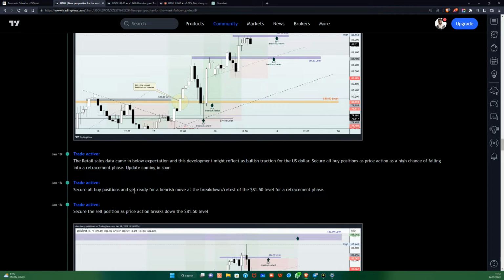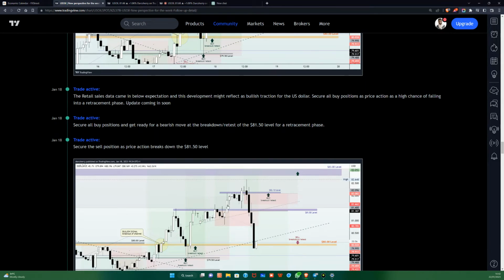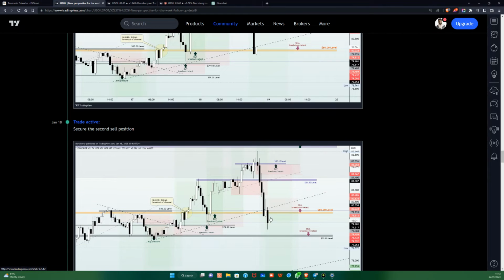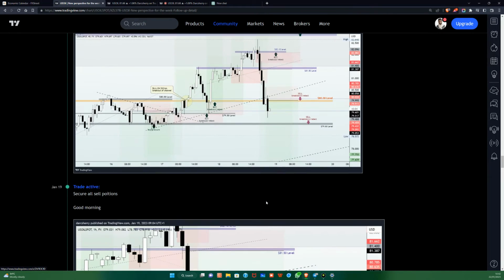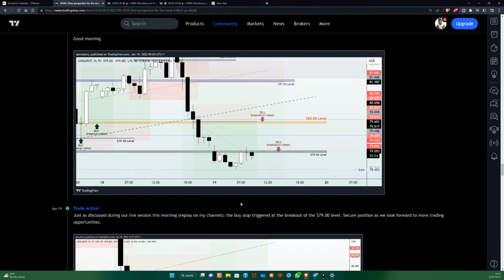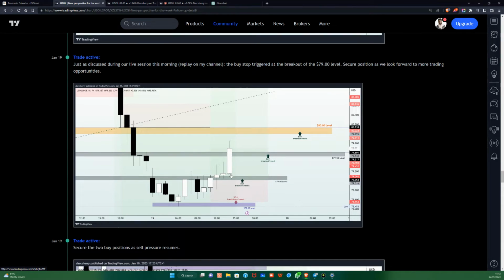Secure all buy positions and get ready for a bearish move at the breakdown retest of the $81.50 level. And that was exactly what happened. We saw the sell pressure come in, break down the $81.50 level, and we rode the move all the way down, added more position at the breakdown of the $80 level. Then we started seeing some buy pressure coming again, taking us out of our position as we had moved our stop loss accordingly. And we had another buy position running. So it was quite an interesting and profitable week for us on the US oil.